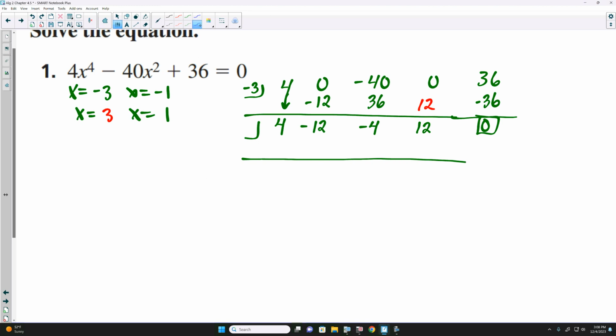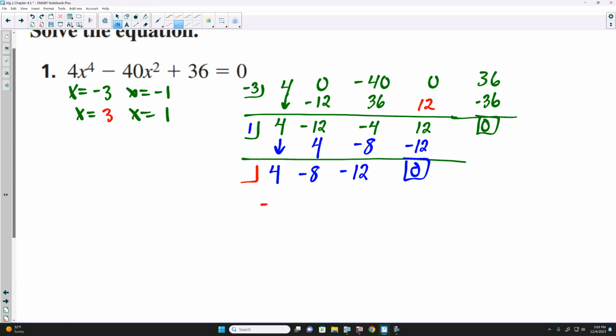Which one do we want to try next? 1. 1 times 4 is 4. Negative 12 plus 4 is negative 8. 1 times negative 8, negative 8. Negative 4 plus negative 8 is negative 12. 1 times negative 12 is negative 12, which gives us 0. So we took one out, now we're down to a quadratic, our x squared. But we do have another solution, yes?